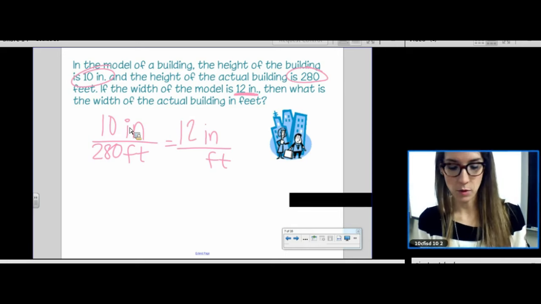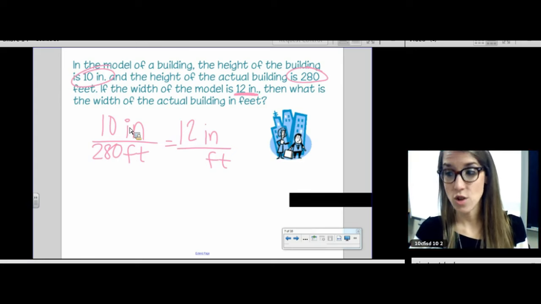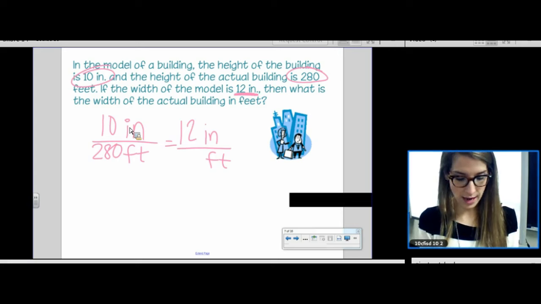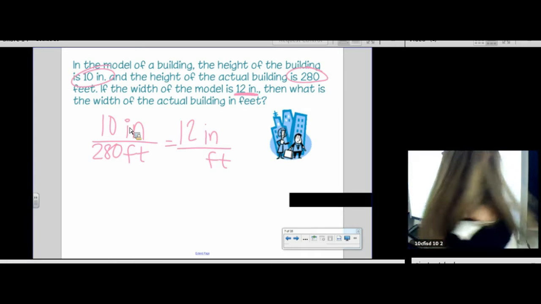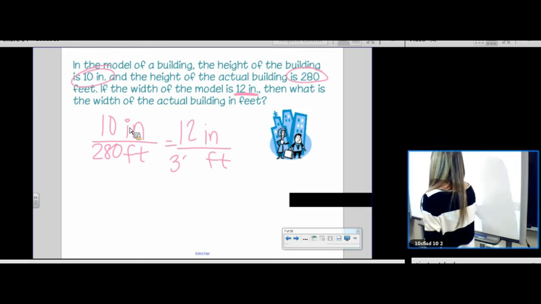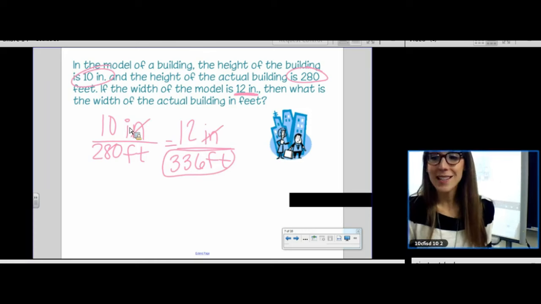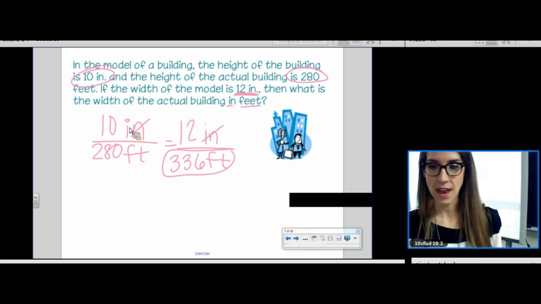When you are cross-multiplying, do you have to convert units? Do you have to convert all these to inches or convert them all to feet? No, you do not. That's a clue. The units will cancel. 280 times 12 divided by 10, 336 feet. The inches will cancel, and your answer will already be in feet. You won't have to convert a thing.